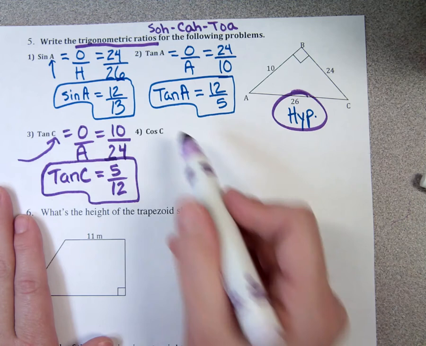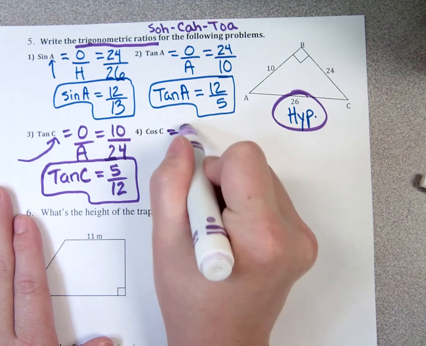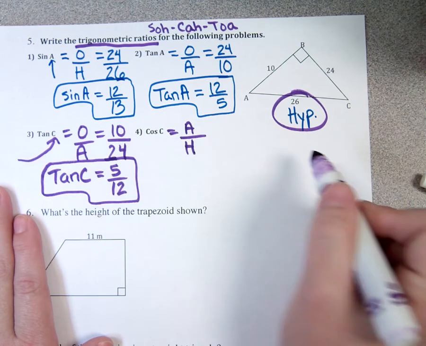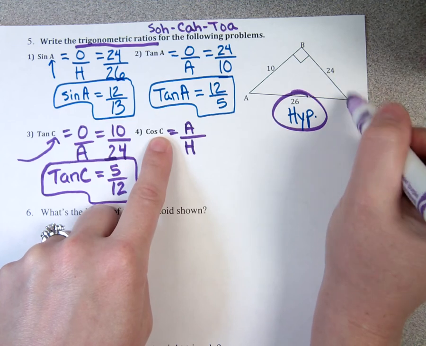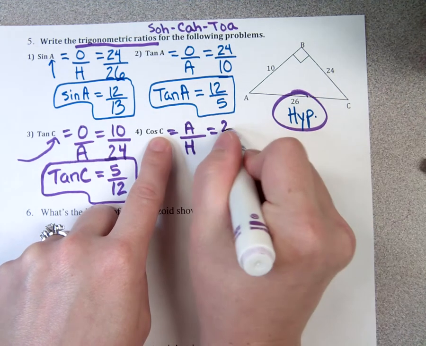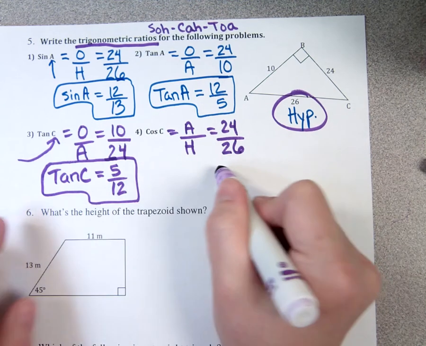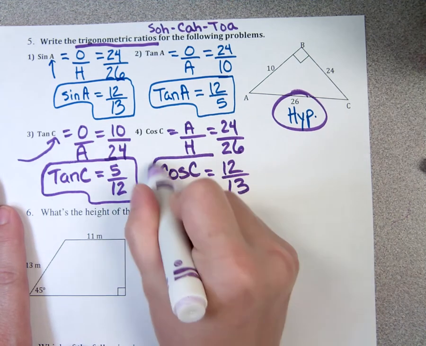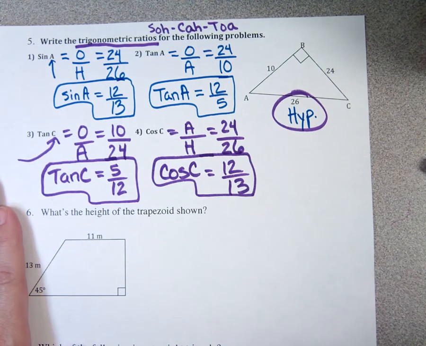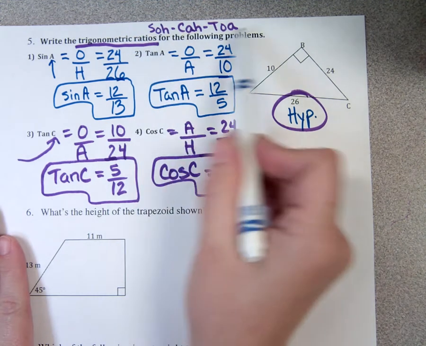Okay, number 4. It wants the cosine. So cosine is adjacent over hypotenuse. And it wants angle C. So which side's adjacent? 24, because it's right next to it. And the hypotenuse we know to be 26. And I can divide both of those by 2 and get 12 over 13, and there's the cosine of angle C. So that's as difficult as it's going to get for your trig. You don't have to worry about setting up equations or anything. Just know your memory device, SOHCAHTOA.